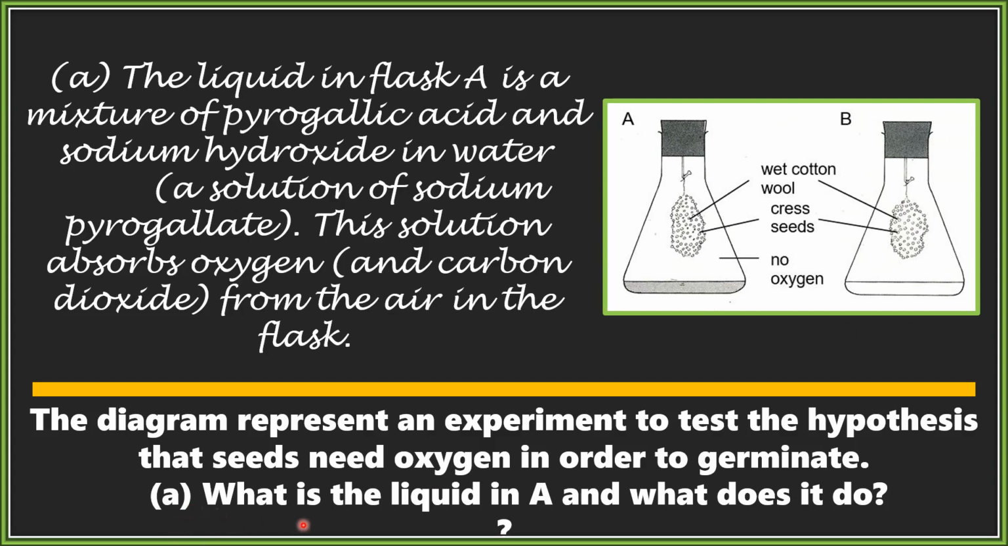A. What is the liquid in A and what does it do? The liquid in flask A is a mixture of pyrogallic acid and sodium hydroxide in water. The solution of sodium pyrogallate. This solution absorbs oxygen and carbon dioxide from the air in the flask.